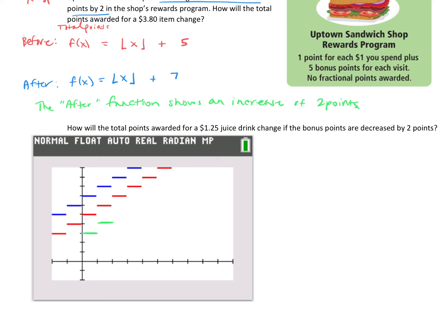And the question is for $1.25. So here's $1, and then I need 25 more cents. That would put me up here at 4 points compared to where it would have been before at 6 points. So it goes from 6 down to 4 points. So to answer this question, the total points decrease from 6 to 4 points.